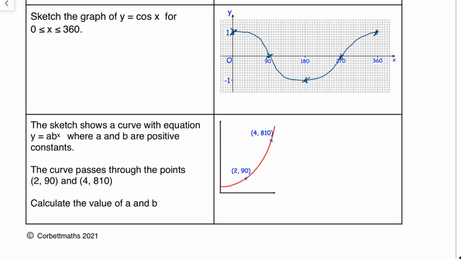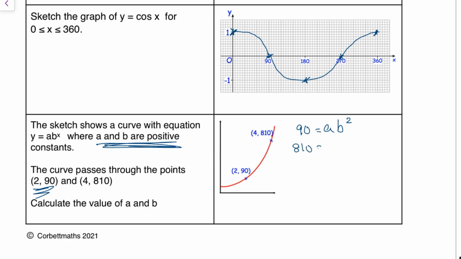Next question, in fact, final question. The sketch shows a curve with equation y equals a b to the power of x, where a and b are positive. So that's relevant for the end. And then it gives me 2 values, so I'm going to put those values in. Use the point (2, 90). I'm putting 2 and 90 into y equals a, b to the power of x: a that I don't know, b that I don't know, to the power of 2.